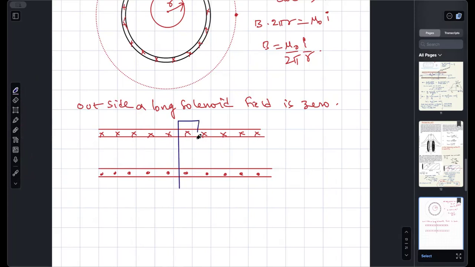Now I'll take that some imaginary path. What is the net current enclosed by this path?